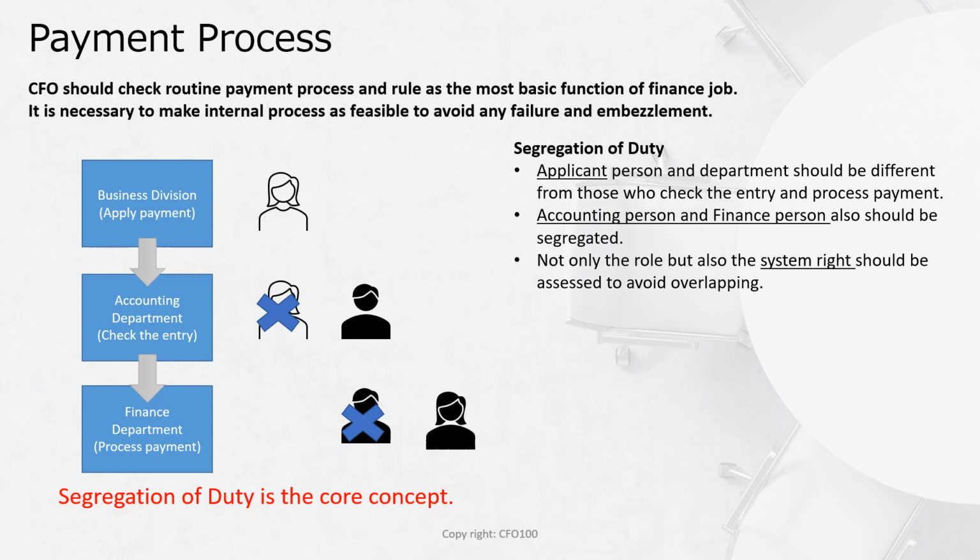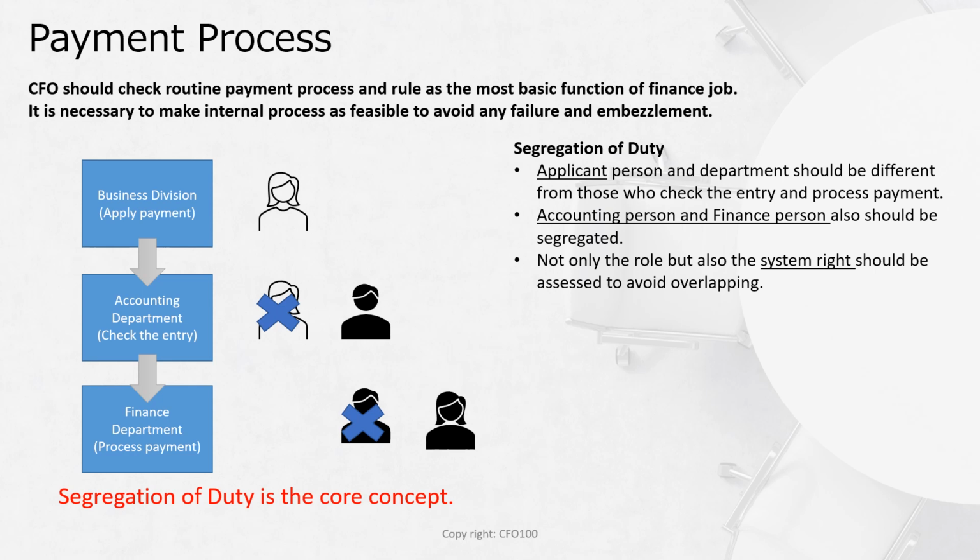In terms of practical work, not only the assignment but also the system right should be assessed carefully to avoid overlapping among each function. Even if there is a different person for each process, if the system right doesn't properly reflect the reality, the segregation is not perfect.